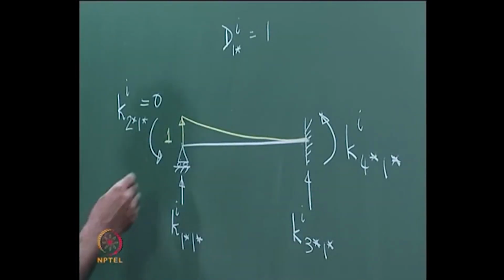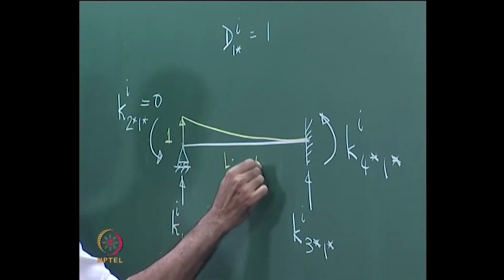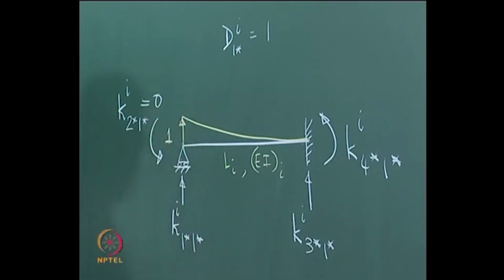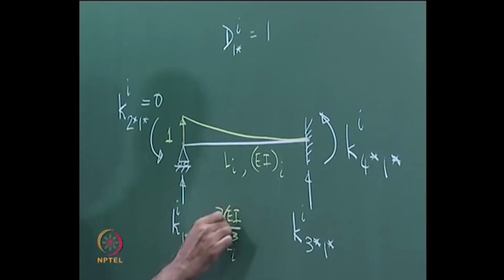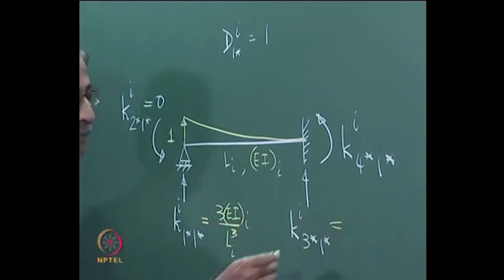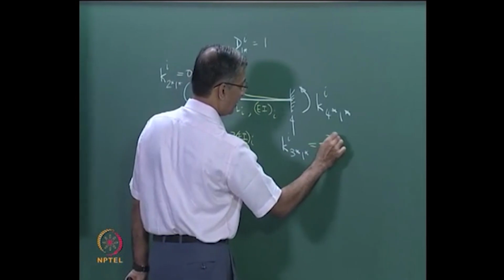Now this is like a cantilever whose length is Li, flexural rigidity is Ei. So if this deflection is unity, what do you think this force is? 3Ei by L cube. Okay, no doubts about that, 3 Ei by Li cubed. Okay, if this is so, then this must be minus 3 for equilibrium, minus 3 Ei.